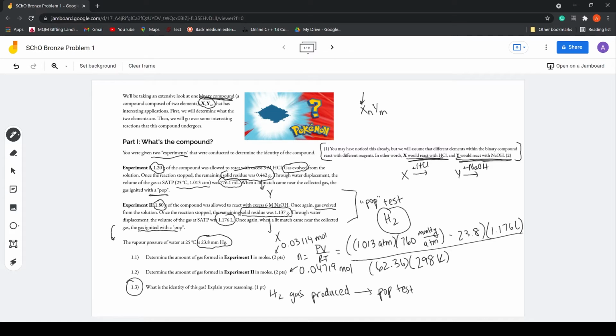Okay, so these questions were relatively simple. We just had to use the ideal gas law, and then we had to look at the pop test and figure out that hydrogen gas was produced. But these were relatively simple questions. I think the next part of this question is relatively more difficult, and this is more where we need our hints a little bit. So let's go to the next part of the question, and I'll explain that.